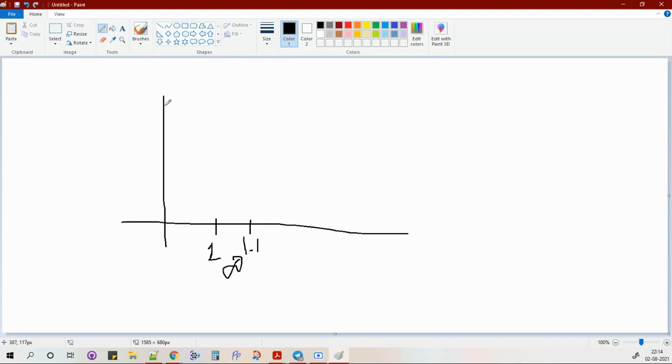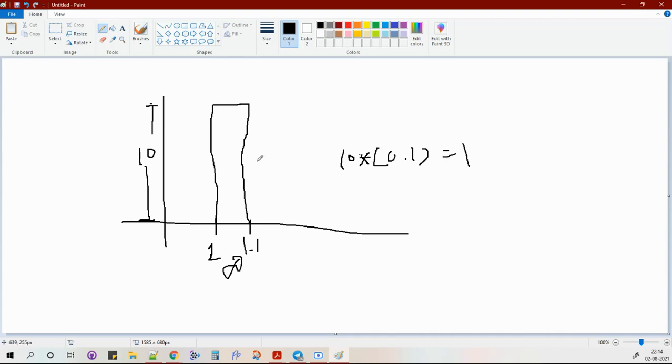On the y-axis, the height would be 10. For a continuous distribution, this would be 10, right? So if you multiply 10 by 1.1 minus 1, which is 0.1, it would be 1. So it is saying the density, and the density around all the points is similar. That means this is a uniform distribution, like this.